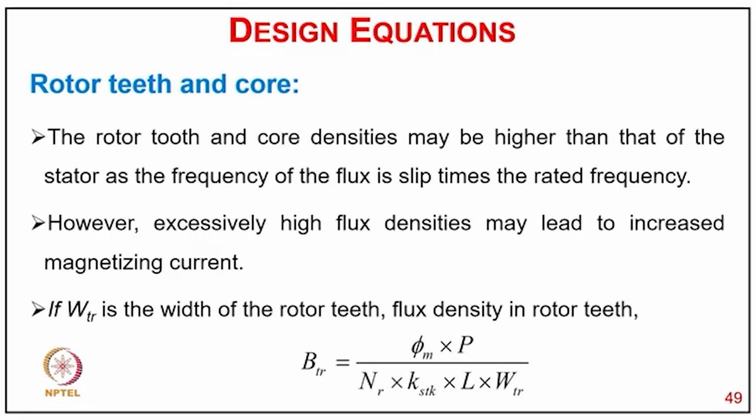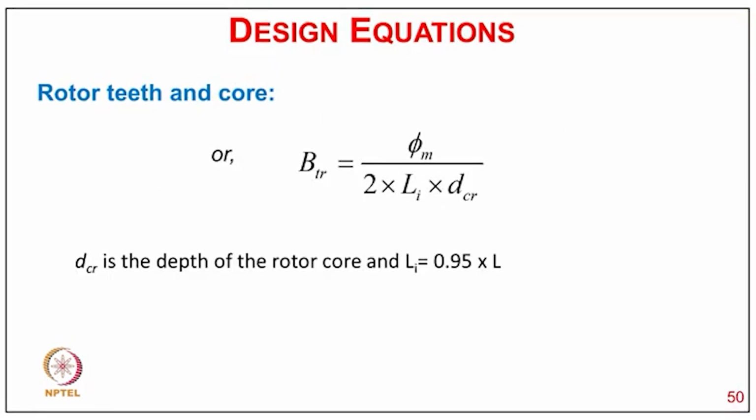If WTR is the width of the rotor teeth, the flux density in the rotor teeth BTR equals pi m P upon NR into KST into L into WTR. For the rotor core, BTR equals pi m upon 2 into Li into DCR, where DCR is the depth of the rotor core and Li is 0.95 L.